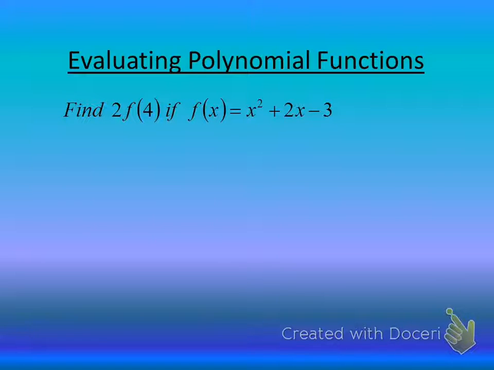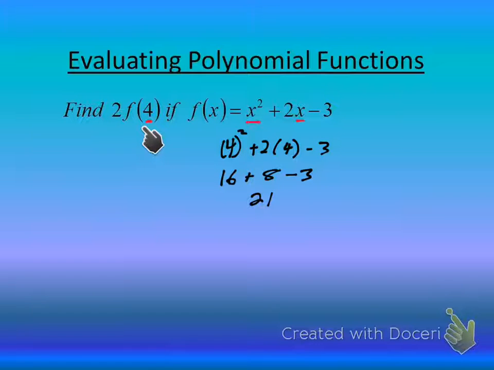Find 2 of f of 4 if f of x equals x squared plus 2x minus 3. So like I said, do f of 4 first. We know how to do that. Plug 4 into the function. So 4 in here and here. So we got 4 squared plus 2 times 4 minus 3. 4 squared is 16 plus 2 times 4, which is 8, minus 3 to give you 21. So f of 4 is 21.